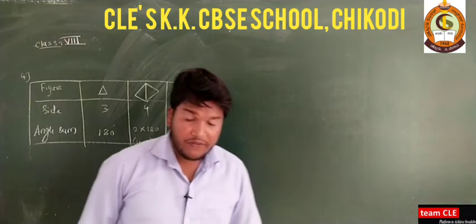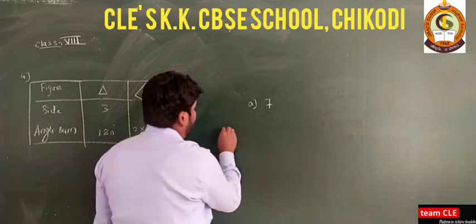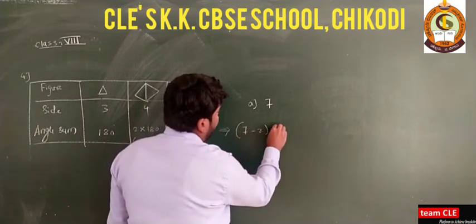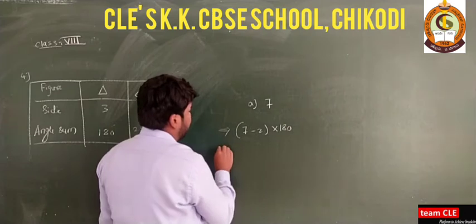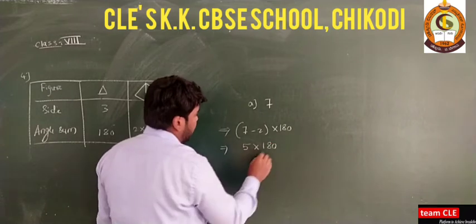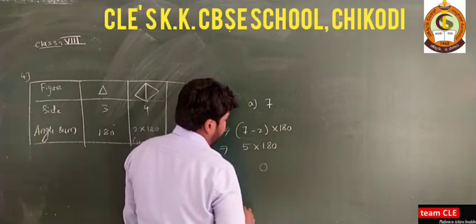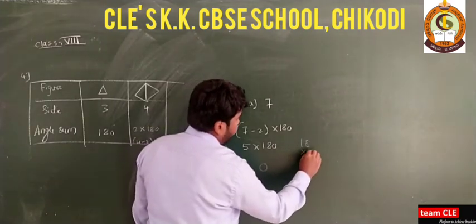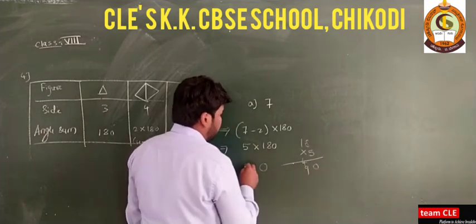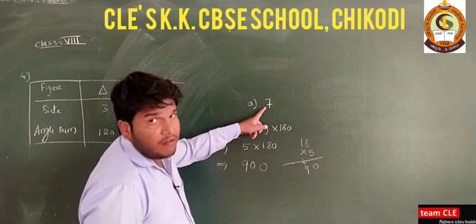First, the question is given with 7 sides. We just have to find the angle sum for 7 sides. We know it is 7 minus 2 into 180. 7 minus 2 equals 5. 5 into 180: 5 zeros are 0, then 18 into 5. 5 eights are 40 and 5 ones are 5, so it is 90. So this is 900.